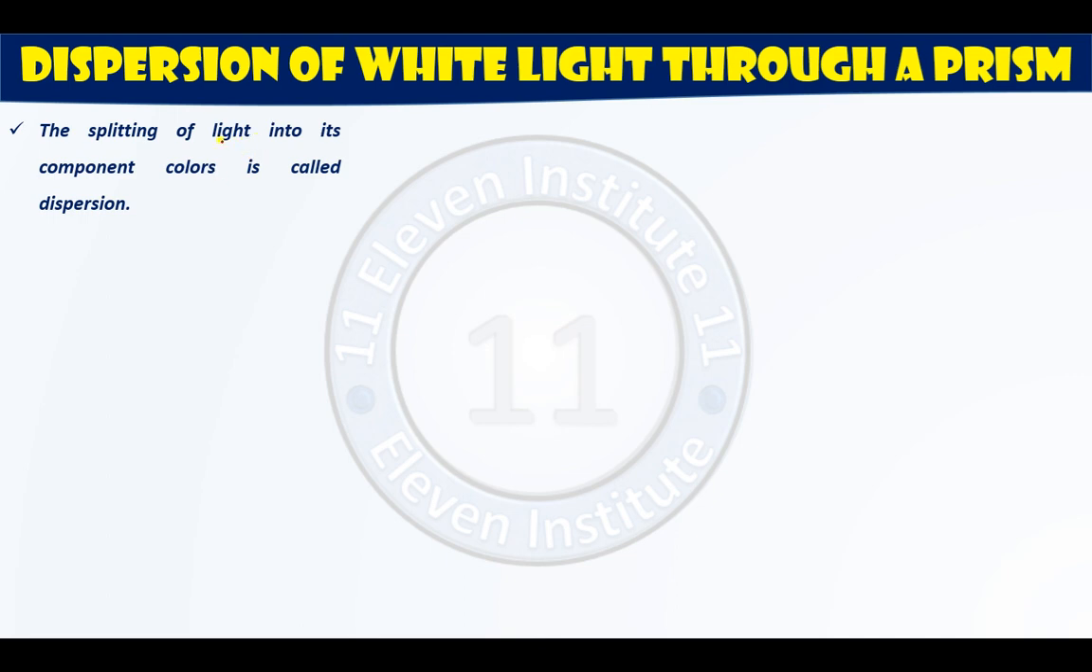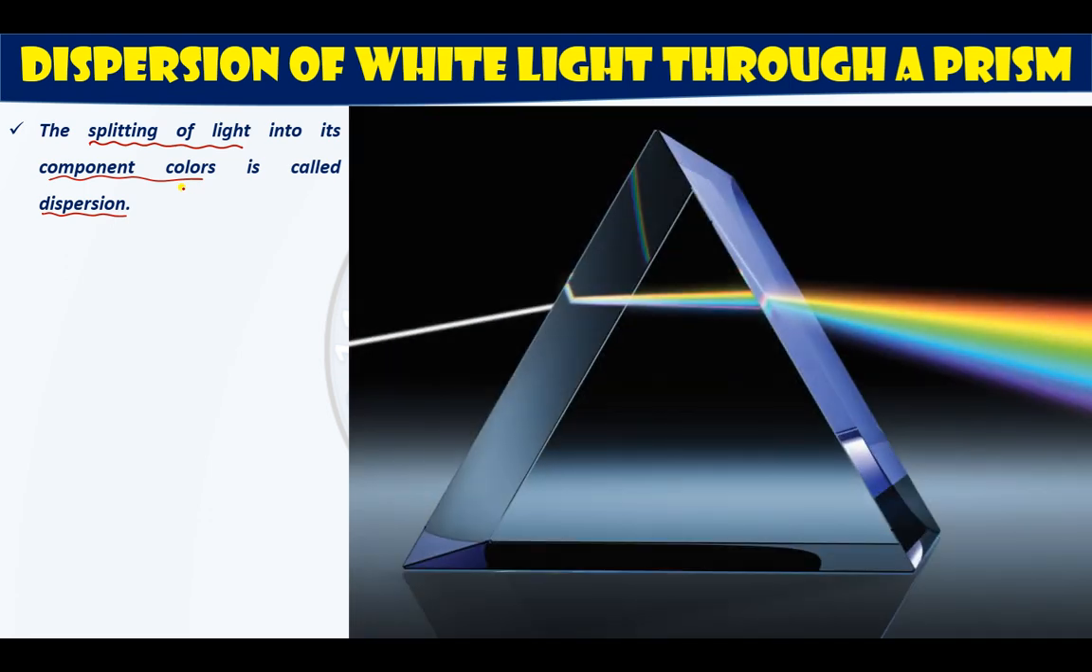The splitting of light into its component colors is called dispersion. We generally know that light is colorless, or we call it white light. We generally do not see its components. But due to this phenomenon, we are able to see the components of light, the splitting of light into its component colors. Such a phenomenon is known as dispersion. This is the meaning of dispersion.